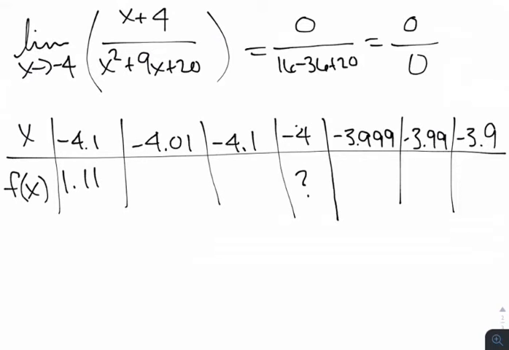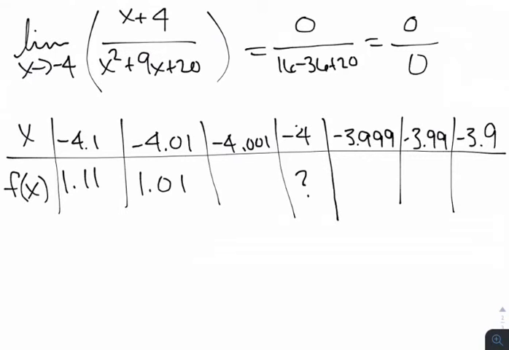And then you need to do the same again. Actually, hold on. I messed up on this one. This is supposed to be -4.01. Sorry, my bad. So you need to do -4.01 plus 4. That comes out to -0.01. Then you need to divide that by -4.01 squared, then plus 9 times -4.01, and then add 20. And that should get you 1.01.